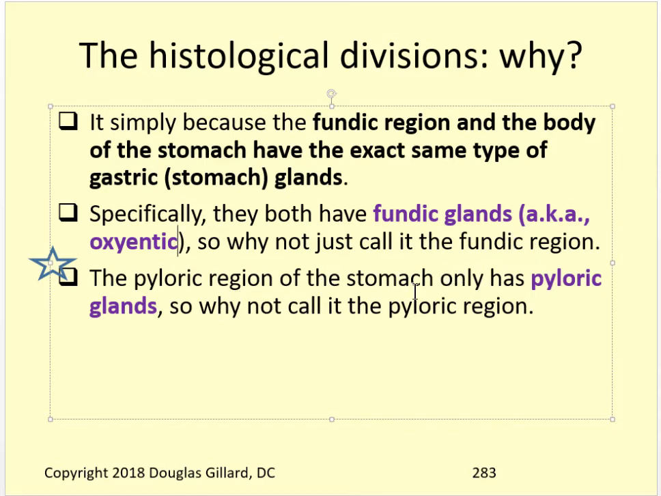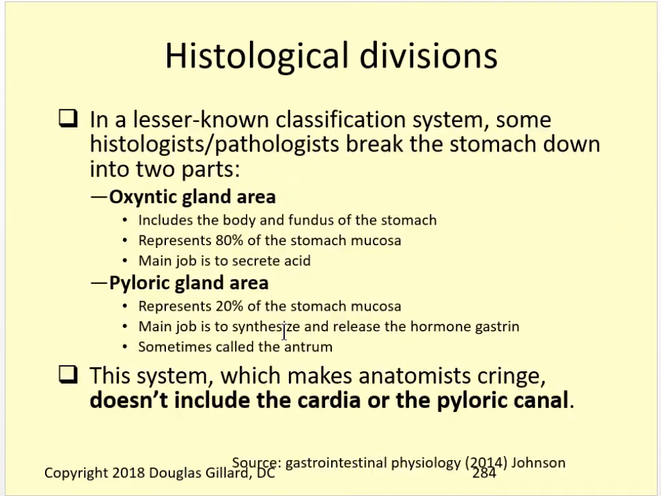Pyloric region of the stomach only has pyloric glands. Cardia doesn't. The cardiac region, I don't think I'm going to talk about it, just secretes mucus. Pylorus really secretes mucus as well. It's the main product, but it's got some hormones that we have to talk about.